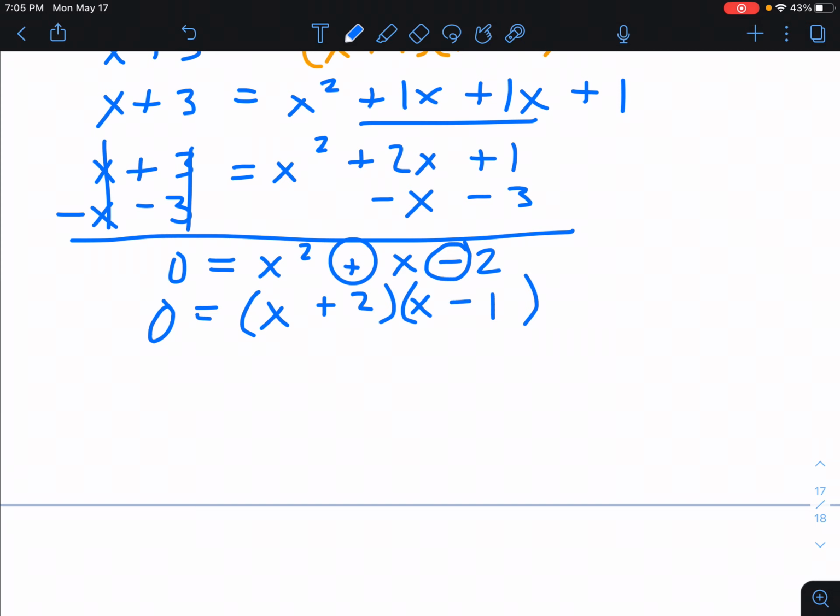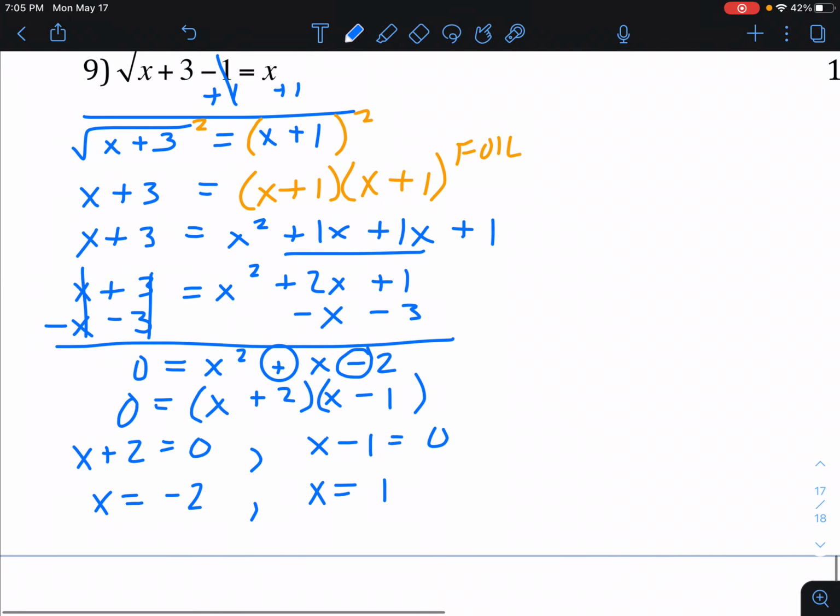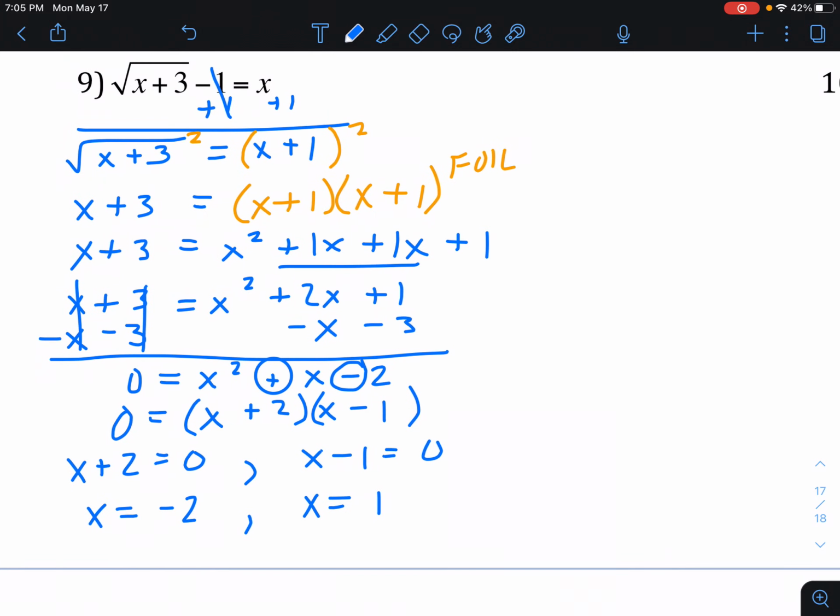So then I would say, okay, I got to get my answers now. So I set each factor equal to 0, and then I solve them. So I think we got -2 as an answer and 1 as an answer. But especially in problems where we have 2 answers, it is very important we do our checks. So we're going to start checking.